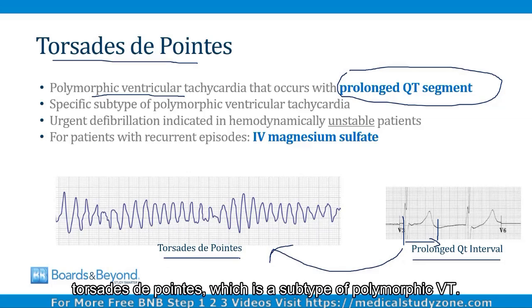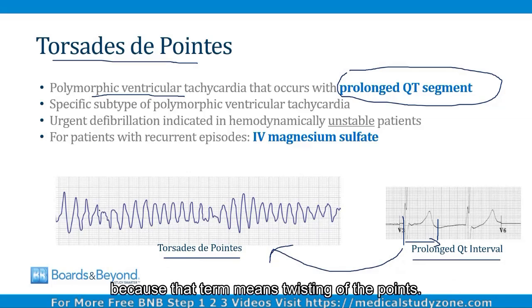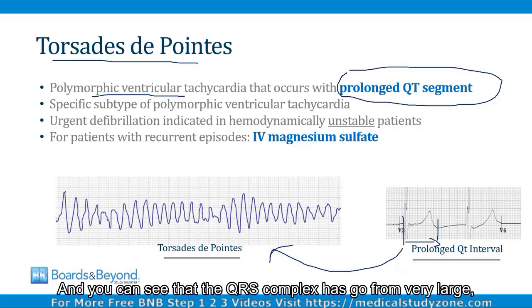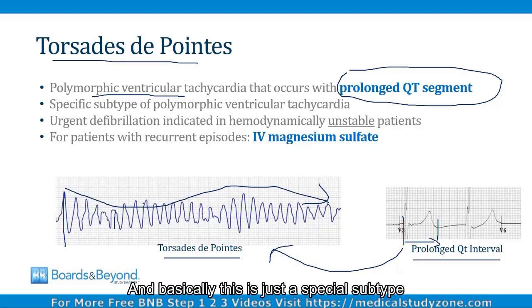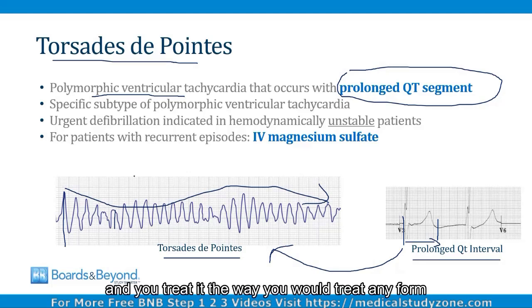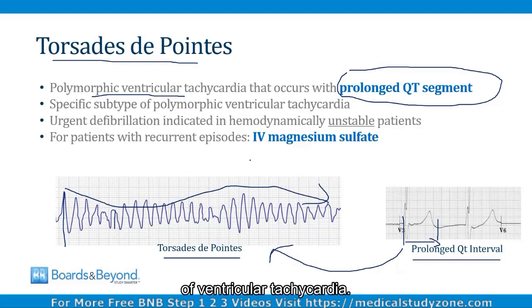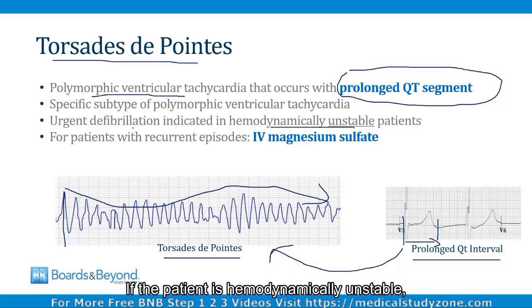subtype of polymorphic VT. It's called Torsade de Pointes because that term means twisting of the points, and you can see that the QRS complexes go from very large to very small, and that is believed to look like a twisting of the points. And basically, this is just a special subtype of ventricular tachycardia, and you treat it the way you would treat any form of ventricular tachycardia. If the patient is hemodynamically unstable, you administer urgent defibrillation.